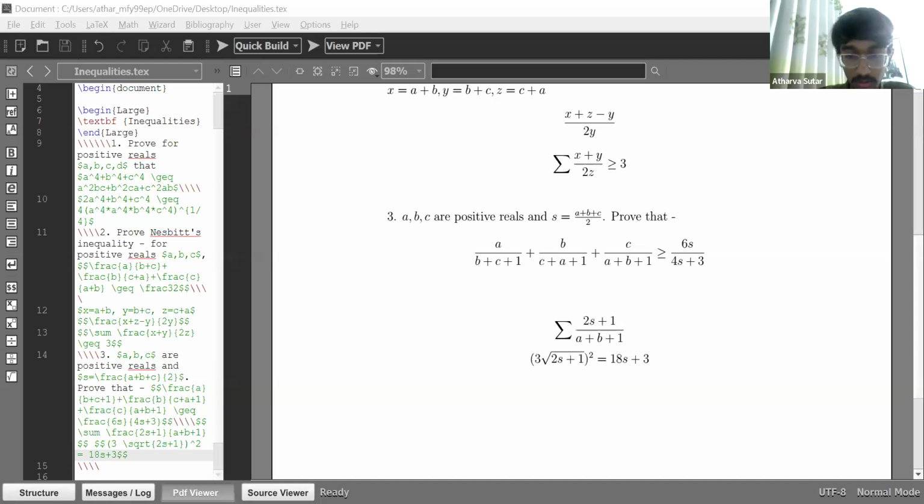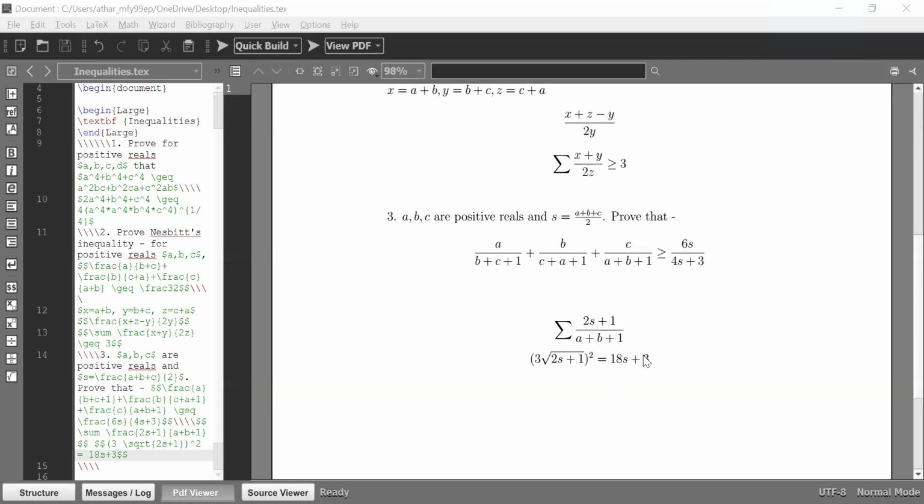So let's move on to the next section. Does anyone have any doubts in this proof? Hello, I'm trying an AM-HM. Can you tell? Sorry?